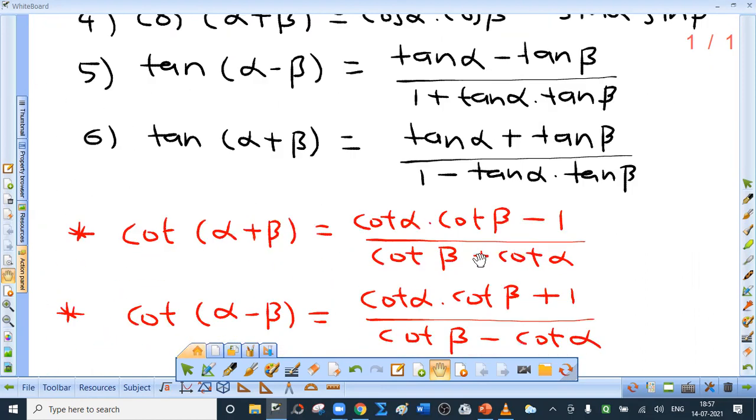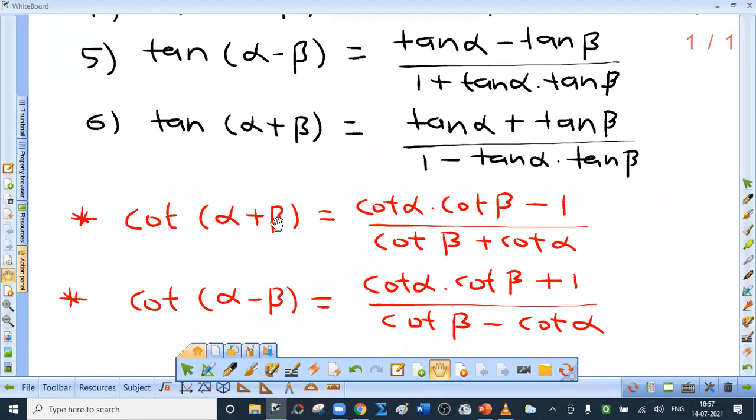Now you need not remember these two formally. I have just mentioned these two. Cot of alpha plus beta, cot alpha cot beta minus 1 upon cot beta plus cot alpha. What is cot of alpha minus beta? Cot alpha cot beta plus 1 upon cot beta minus cot alpha.